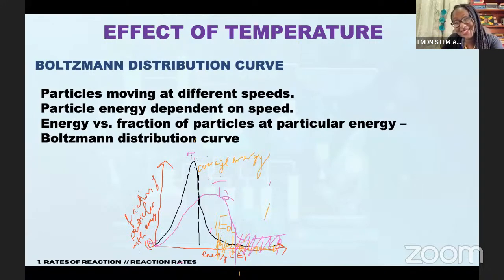Does that make sense? I know it can be a little bit of a lot to grasp, but let me know if you're understanding this or how this is working out for you guys. Does this make sense? The effect of temperature on the system, the effect of temperature on the Boltzmann distribution curve, how it shifts it, how it changes the shape, and what that change of shape means. Does this all make sense to you guys?